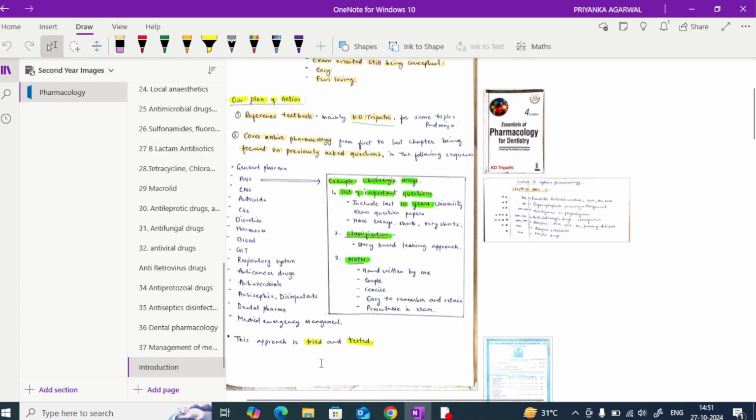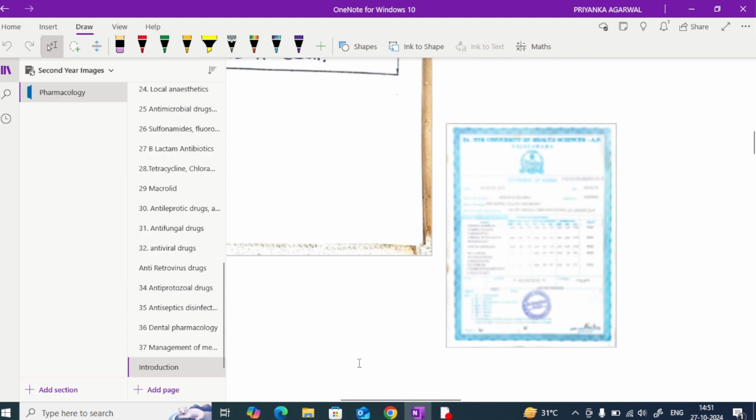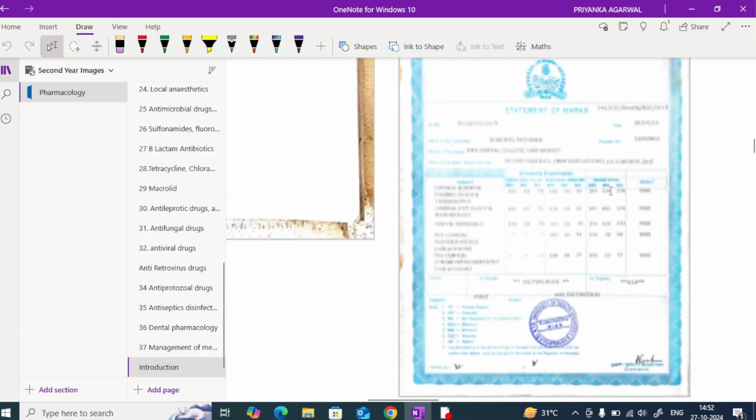Okay, so this approach is tried and tested because this is how I studied, and I can assure you this is how I studied, and I think it will help many students out there. You can also see my marks list attached here with my marks written on it. So you can see the marks here.